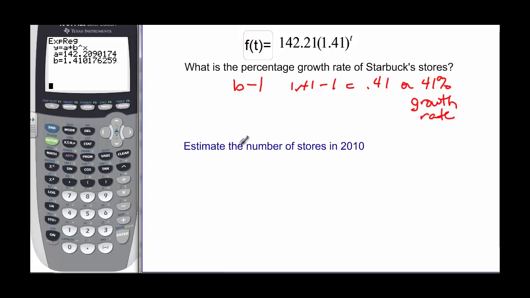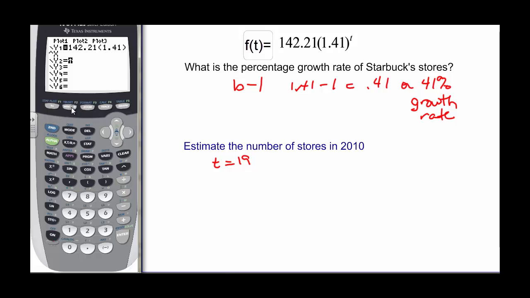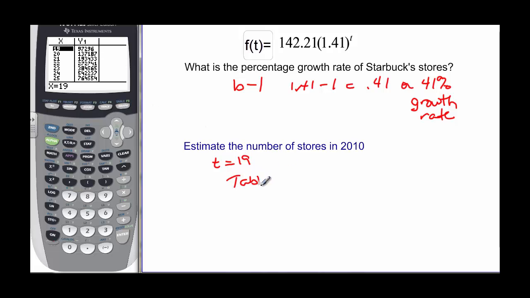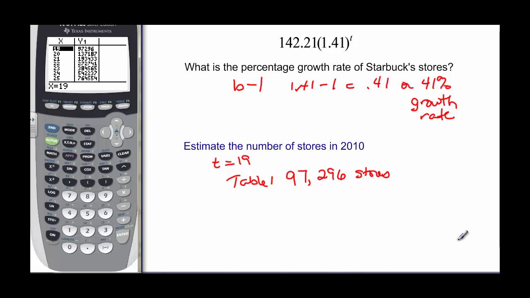So now we want to estimate the number of stores in 2010. Well, that tells me that T, we started in 1991, so T is going to be 19. So now I just have to plug and chug, and I'm going to go to my calculator to let my table do the plug and chug for me. So I'm going to start at 19. I've already put my equation in there. So I have 97,296 stores.